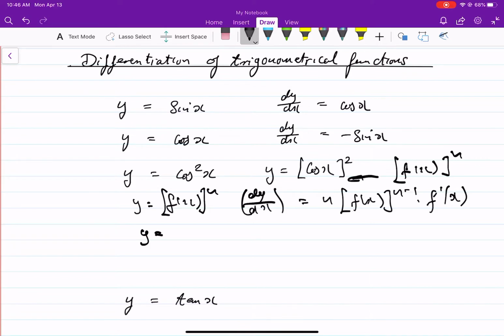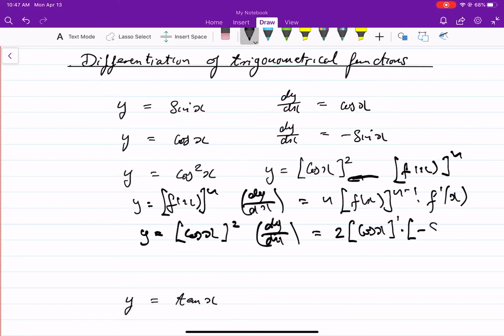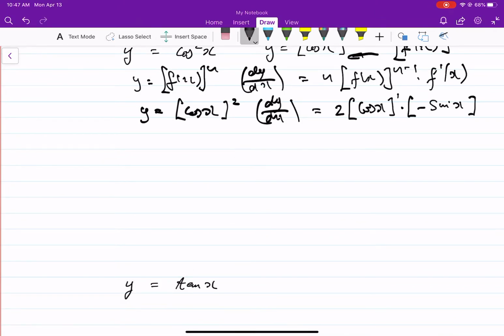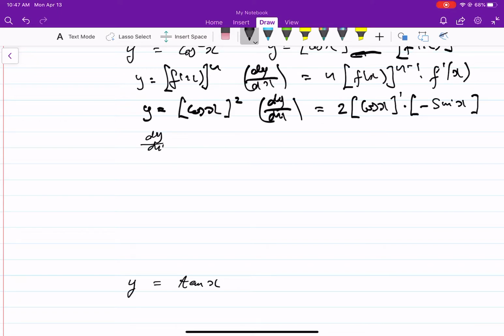If y is equal to cos x all squared, dy dx will be, drop the power 2, write back the function inside the brackets, cos x to the power 2 minus 1, or 1. And then you differentiate what's inside the brackets to get minus sine x. Okay, let's tidy that up a bit. Dy dx is equal to, I'll pull the minus all the way to the front, minus 2 sine x cos x.